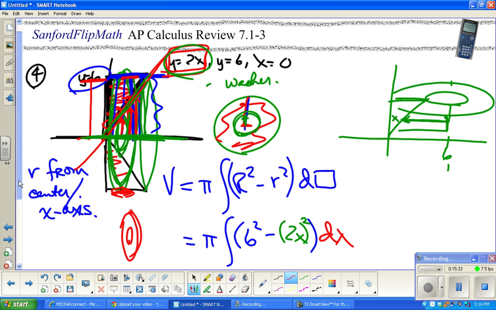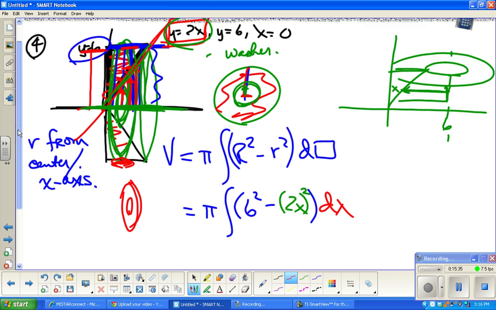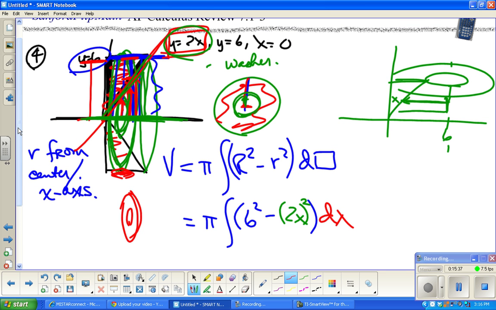Okay, and at this point, one other issue before I'm done. What's missing from this setup? The limits of integration. All right, so now I have to talk about x values. So from 0 to, I think it was 2, yeah. No, what is it? It's really wherever this thing happens, right? So where does 2x and 6 have to equal each other? 3. So this is really at 3, 6. So this goes from 0 to 3.